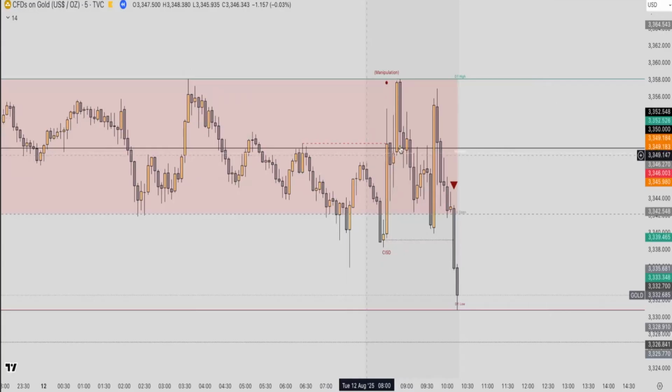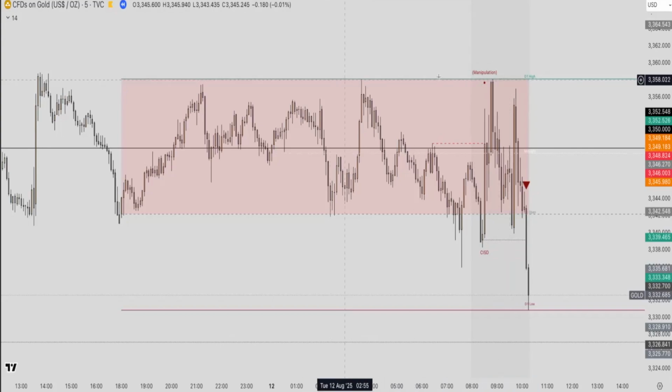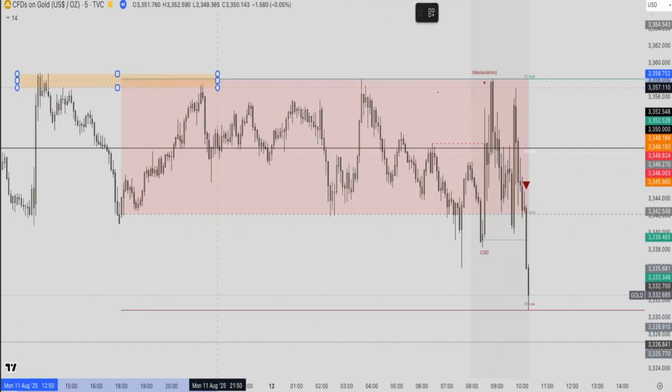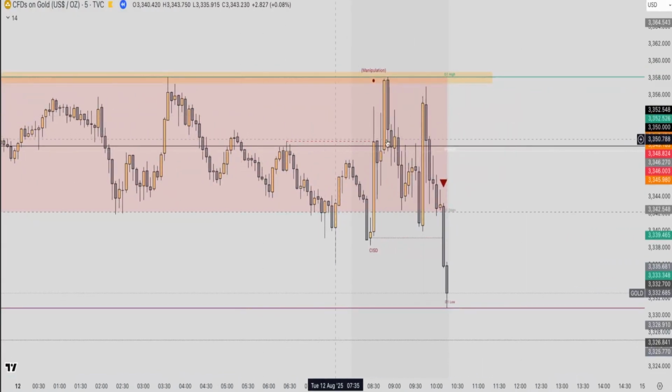still following the valid sweep of liquidity right here. I do not consider, there's actually no sweep. At the top, to be honest, I don't consider this a sweep. But the indicator has detected this internal liquidity sweep. There's another thing you need to know.